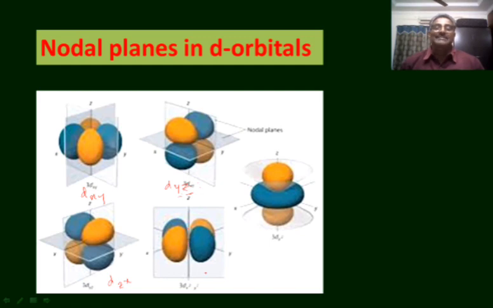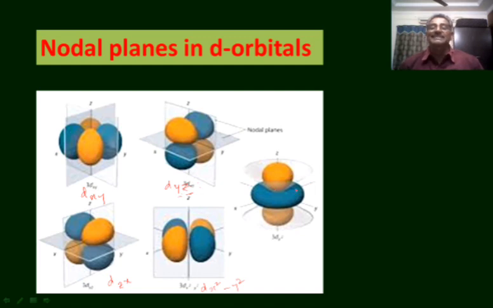For the dx square minus y square orbital, also there are two nodal planes, that is two imaginary planes which are making a 45 degrees angle to the x-axis and y-axis and perpendicular to the xy plane. The probability of finding an electron will be 0. So those planes are the nodal planes for the dx square minus y square orbital.